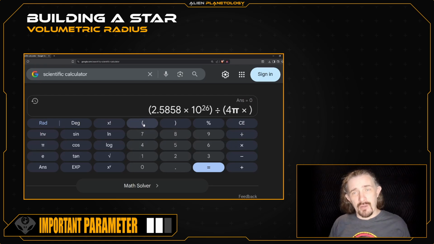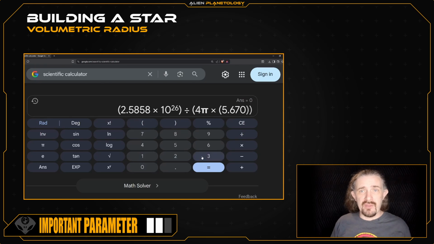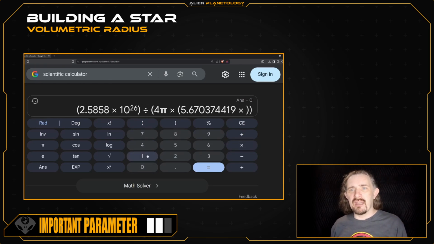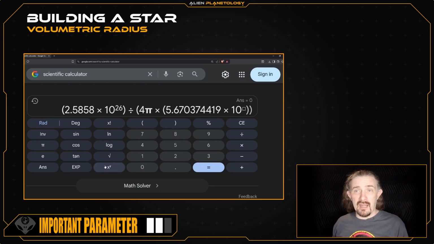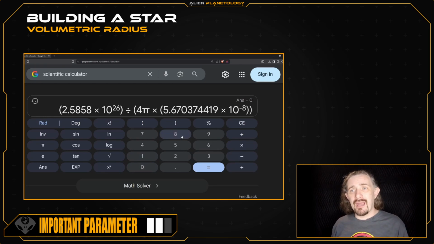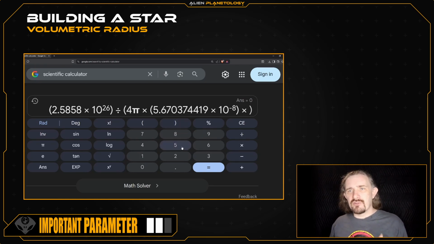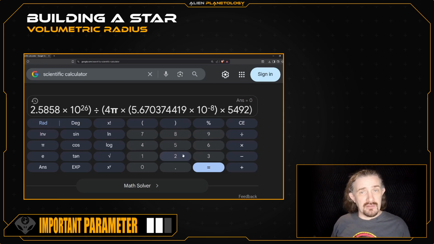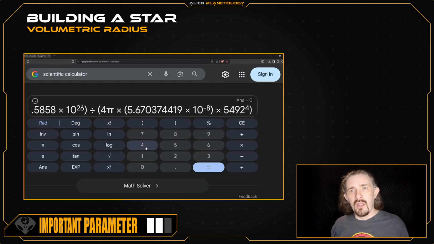We then enter the Stefan-Boltzmann constant. Once again, it's in scientific notation, so we put it in its own parentheses and type 5.670374419 times 10 raised to the power of negative 8 and close the parentheses. Now we enter the effective temperature of our star. Mine was previously defined as 5,492 Kelvin. We then raise our temperature value to the 4th power and close our second parentheses. So your calculation should look something like this.